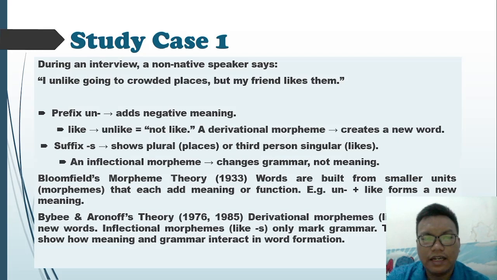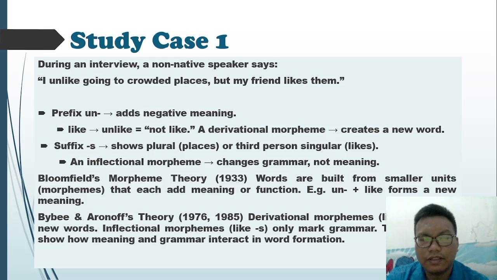The prefix un adds a negative meaning, like unlike, meaning to not like. A derivational morpheme creates a new word. The suffix s shows plural, like places, or third person singular, like likes. An inflectional morpheme changes grammar, not meaning.